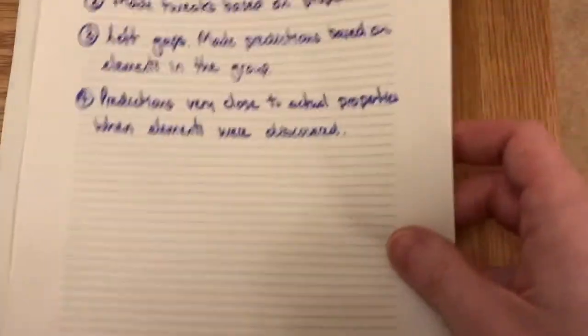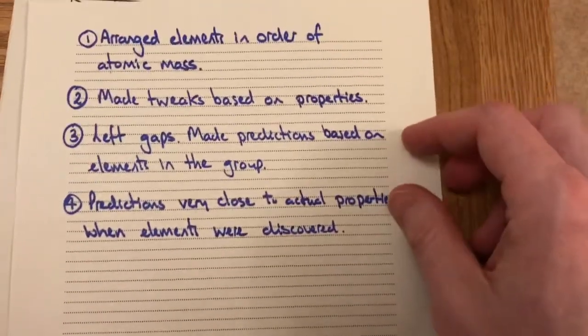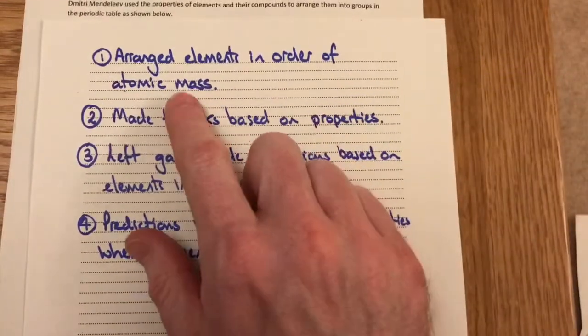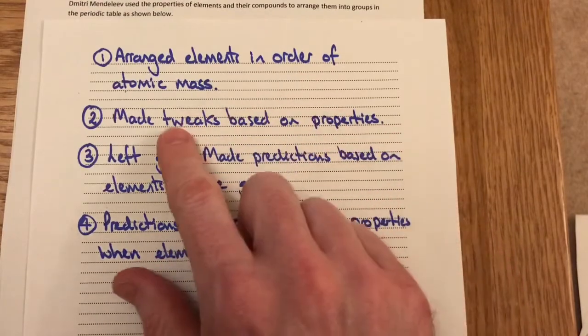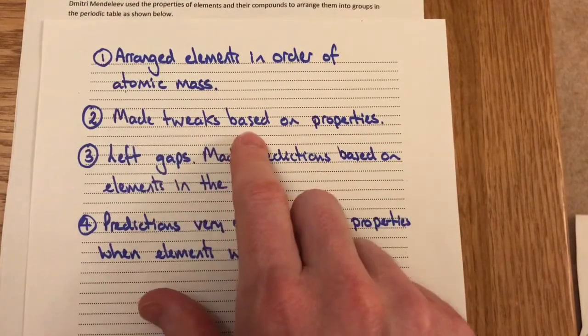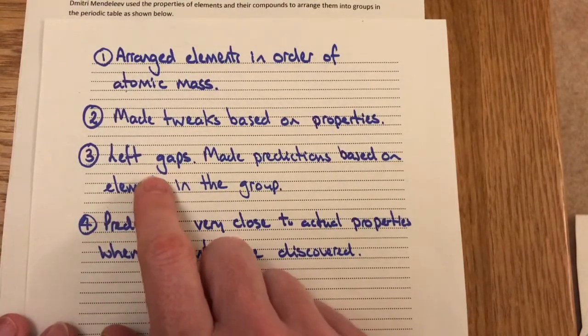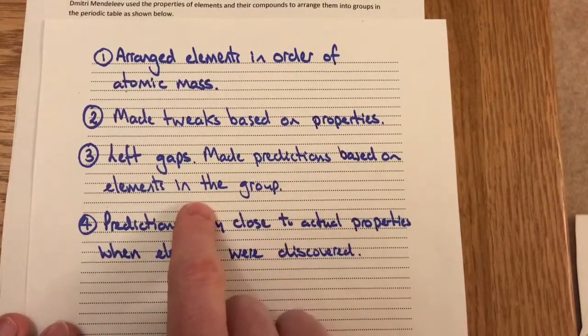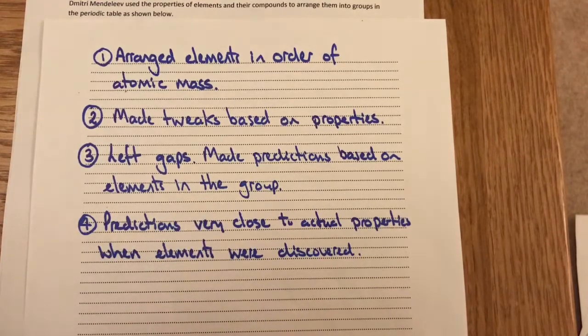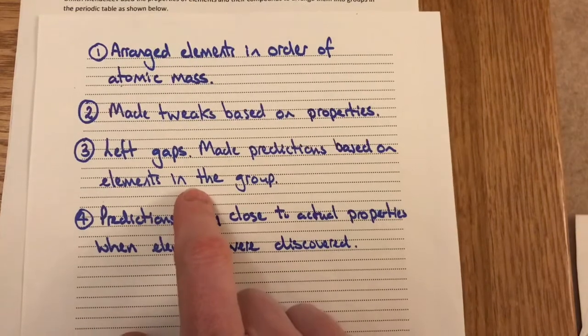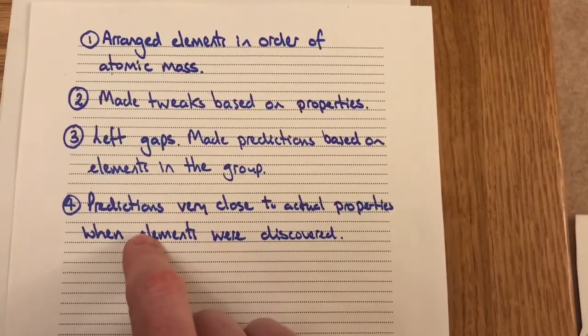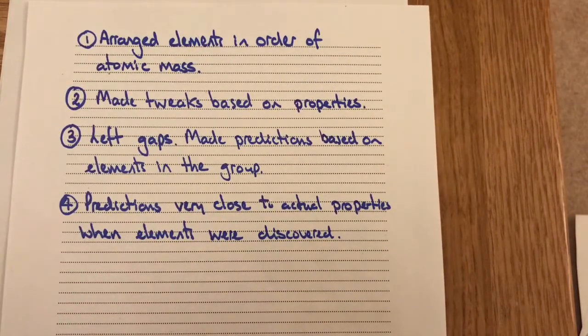So just to remind you again, the 4 steps he took in order to arrange his periodic table was the arrangement in order of atomic mass. Then he made some tweaks based on the physical and chemical properties where the patterns didn't quite fit. He swapped them around. He then left some gaps and made predictions using the elements in the same group because they have similar properties. And when those elements were discovered, the predictions that he'd made were very, very similar to the actual properties of the elements, and that made people believe and have confidence in what he was saying.